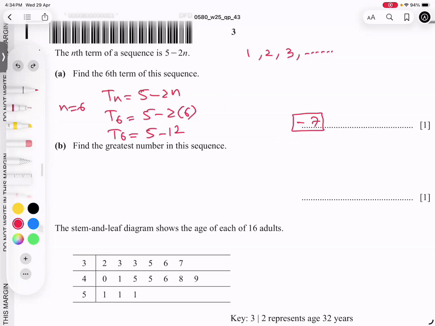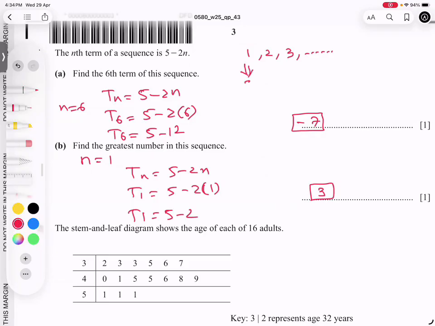So he's asking the greatest number. It means when I plug in n value 1 in the sequence, it will give us the highest number. For example, Tn is equal to 5 minus 2n, and I replace every n by 1. So I'm getting 5 minus 2, and it gives us 3. So the first term in this sequence is 3, okay?